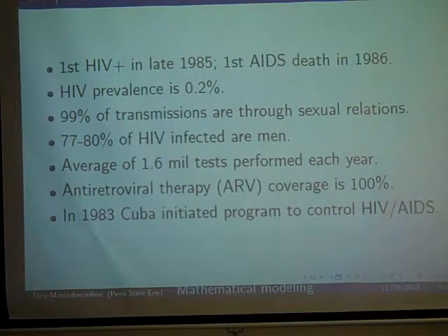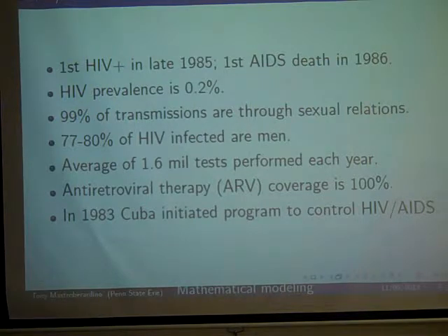The transmission is mainly through sexual relations, and about 80% of those infected are men. And this is quite particular to Cuba. For example, in sub-Saharan Africa, the majority of those that are HIV infected are women. I think I read it was 58%. So you can definitely see a difference between the dynamics in Cuba and the dynamics in sub-Saharan Africa, and I'm sure it's different in all different parts of the world.